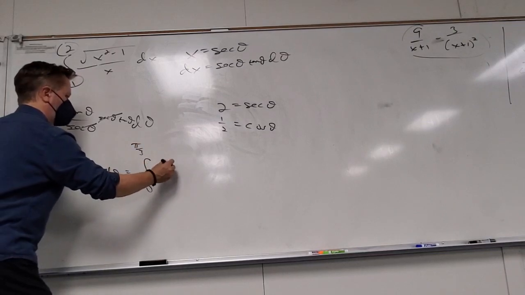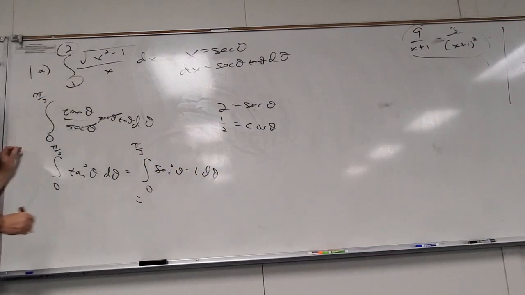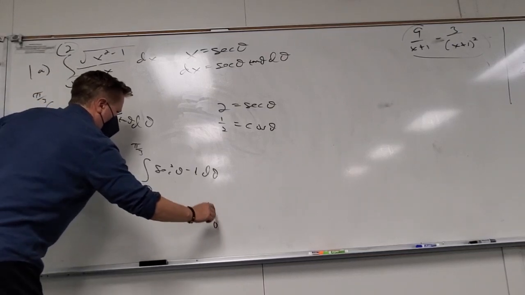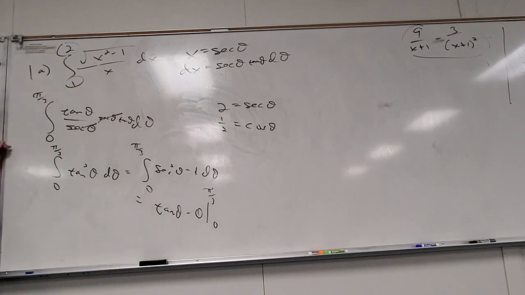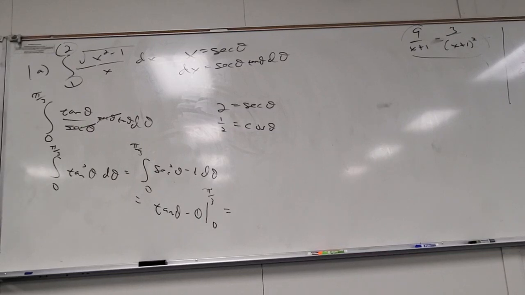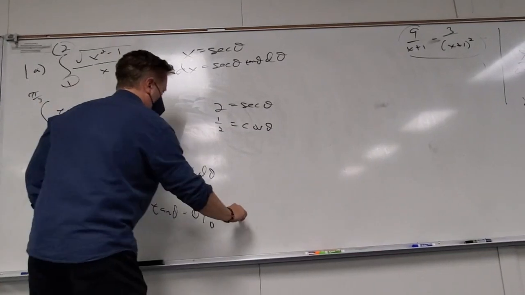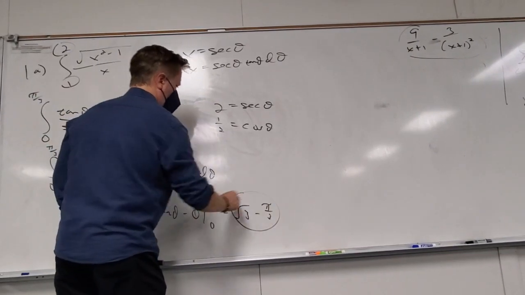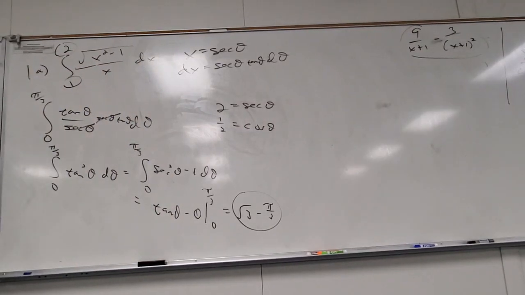So I just rewrite this as secant squared minus 1. Now that integral's easy, yeah? What's the integral of secant squared? Tangent. Of course, integral 1 is theta. And I'm going from 0 to pi over 3. And now I just got to plug stuff in. What's the tangent of pi over 3? Root 3. I like it. Minus pi over 3. And of course, 0, 0. It's pretty funky.